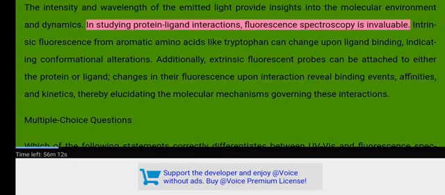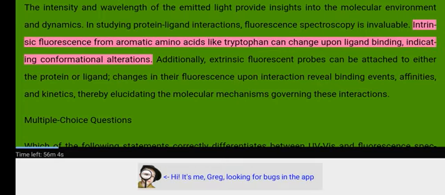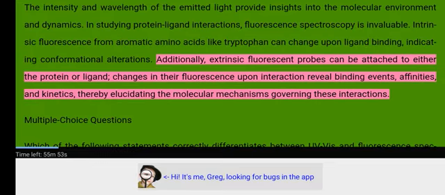In studying protein-ligand interactions, fluorescence spectroscopy is invaluable. Intrinsic fluorescence from aromatic amino acids like tryptophan can change upon ligand binding, indicating conformational alterations. Additionally, extrinsic fluorescent probes can be attached to either the protein or ligand. Changes in their fluorescence upon interaction reveal binding events, affinities, and kinetics, thereby elucidating the molecular mechanisms governing these interactions.